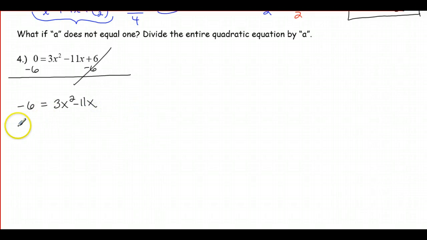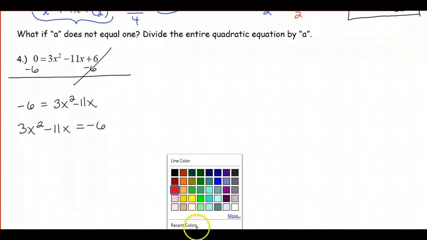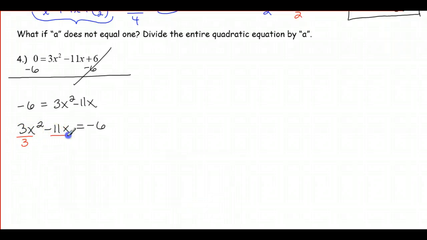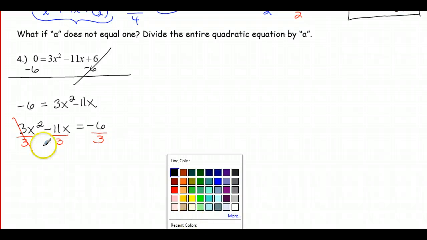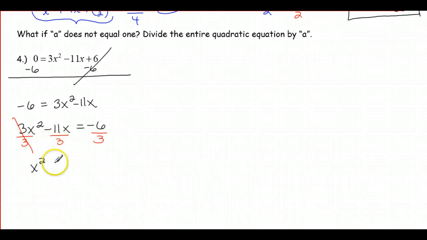Now again, I'm going to flip this around because I like my variable terms on the left. So 3x squared minus 11x equals -6. Now I need my x squared term to have a coefficient of 1. So we're going to divide everything on both sides of our equation by 3. When we do that, 3 divided by 3 is 1. So we are left with x squared. Now 11 over 3 does not simplify, so we're just going to leave it 11 over 3x equals -6 over 3, which is -2. Now we need to complete the square.